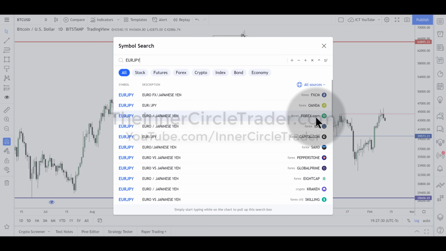Whenever I'm looking at data from TradingView, this is the data feed I use for Forex pairs only, Forex.com. I don't want to use OANDA, though. Definitely not them.